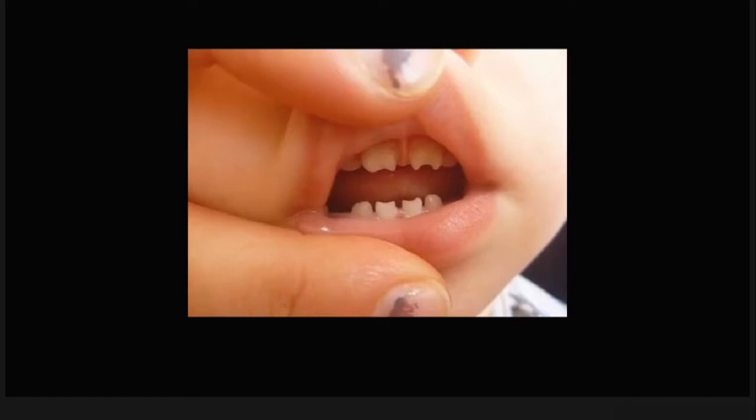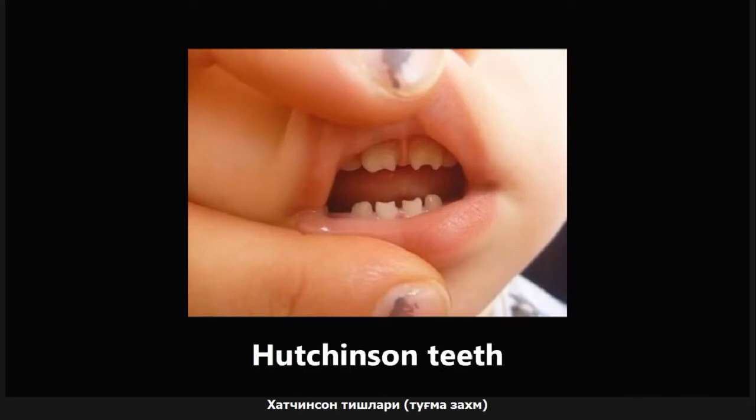This next one is pretty unique. This is an example of Hutchinson teeth, and these are a sign of congenital syphilis. So you can see these kind of hutched or notched teeth here in children. Nothing else really presents like this, and when you see something like this, you're going to want to be thinking of congenital syphilis.